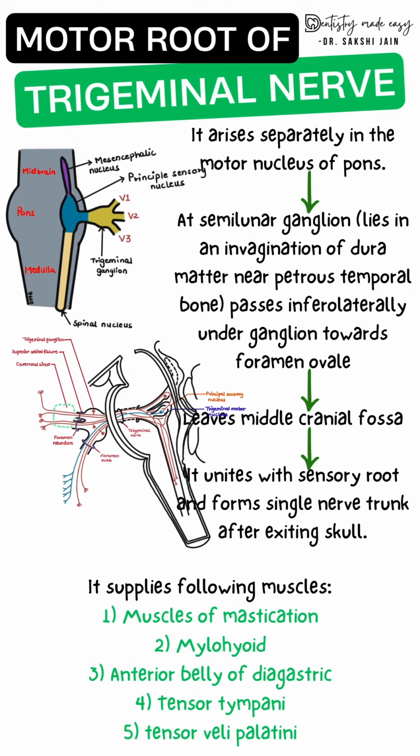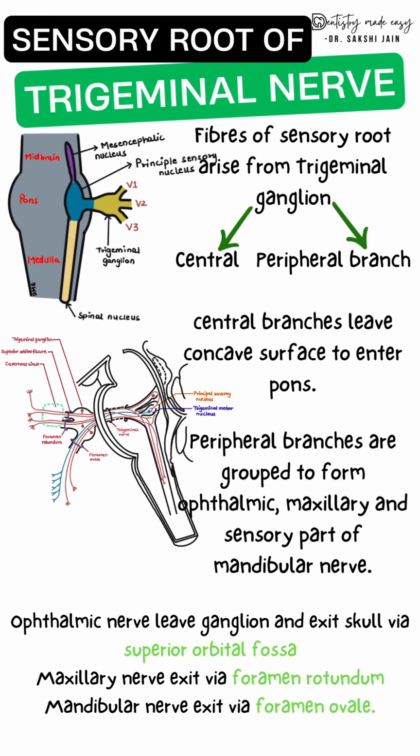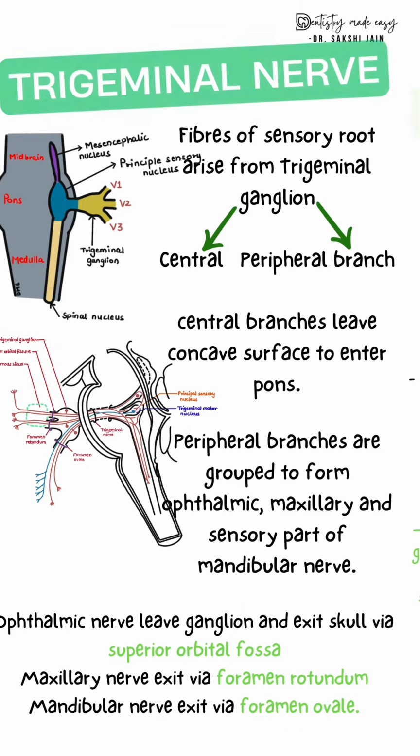The sensory root arises from the trigeminal ganglion and it has two branches, that is central and peripheral. The peripheral branches form the three main branches, that is the ophthalmic, maxillary and mandibular. The ophthalmic branch leaves the skull through the superior orbital fissure, the maxillary leaves through the foramen rotundum and the mandibular leaves through the foramen ovale. Now we are going to start with all three main nerves.